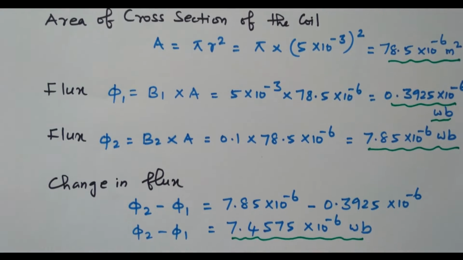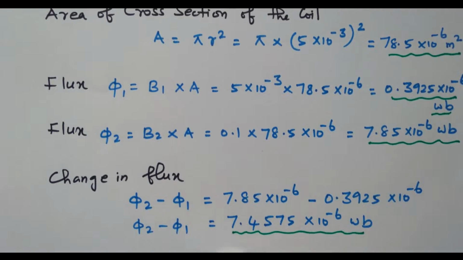Now the change in flux, the difference between these two, phi 2 minus phi 1: 7.85 into 10 to the power minus 6 minus 0.3925 into 10 to the power minus 6. So the resultant will be 7.4575 into 10 to the power minus 6 Weber. The change in flux is nothing but this value.